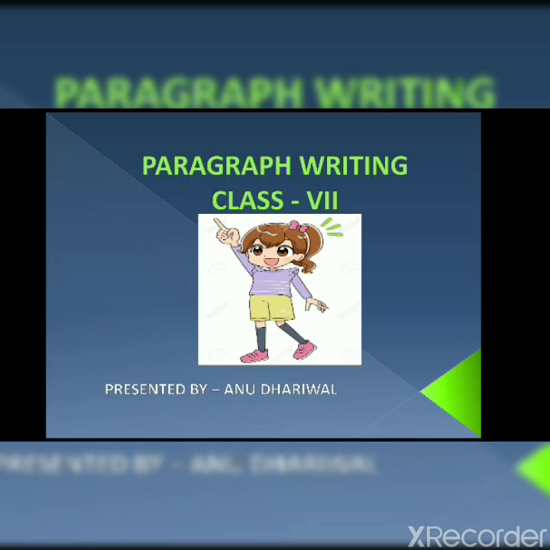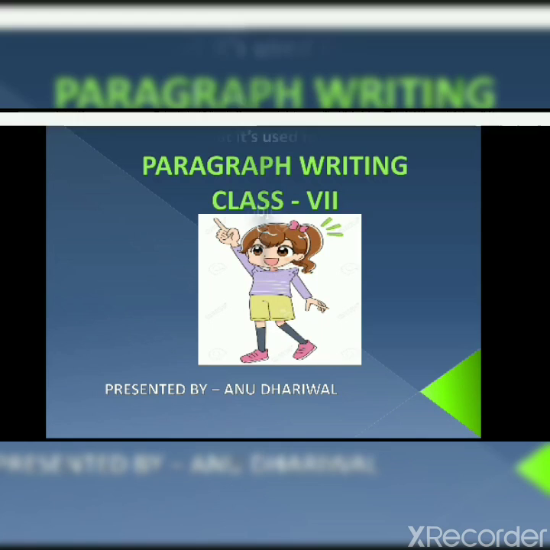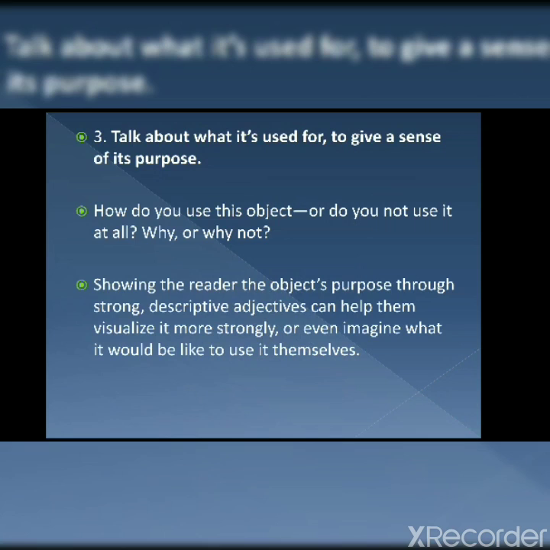Children, we are discussing the topic paragraph writing, and in the last session, we discussed descriptive paragraphs. We were discussing the rules to write a nice and good descriptive paragraph, and we discussed 2 points. Let us move ahead and discuss the other 2 points.